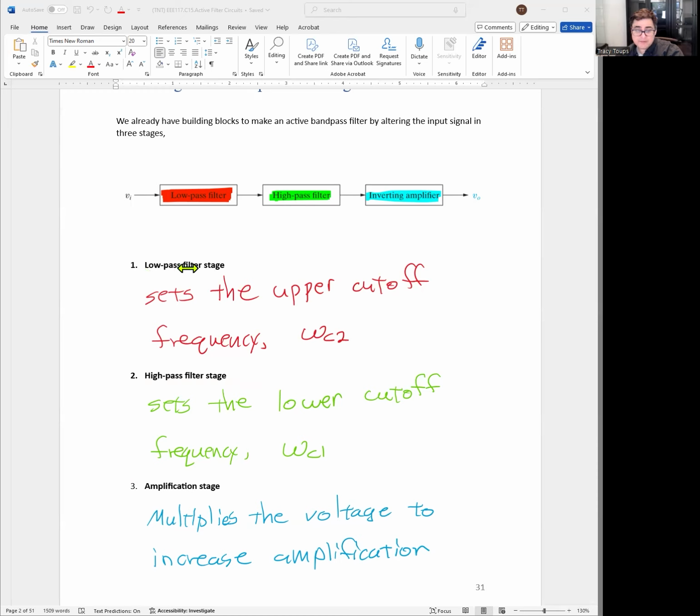So remember, the low pass filtering stage in red sets the upper cutoff frequency, so it cuts off the high frequencies we don't need. A high pass filter sets the lower cutoff frequency, which will cut off any frequency we don't want on the lower side. Lastly, we have an amplification stage where we can multiply the gain as much as we want to make the consumer happy. So three main stages, and they're all in series. That's the big takeaway here.